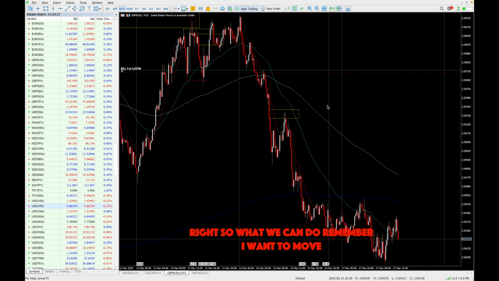So what we can do, remember, I want to move this stop loss to somewhere just above the highs, right, like that, something like that, because this will now make it easy to trail this, right? Remember, we just keep moving the stop loss just above the high or low, so that if price decides to turn on us, it can take us out with profit. But yeah, still looking good so far.